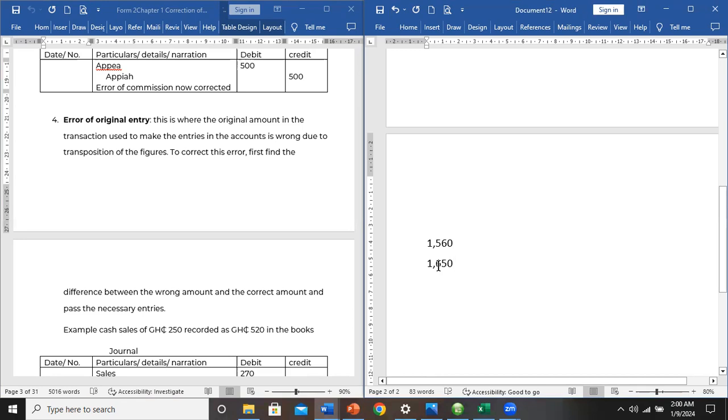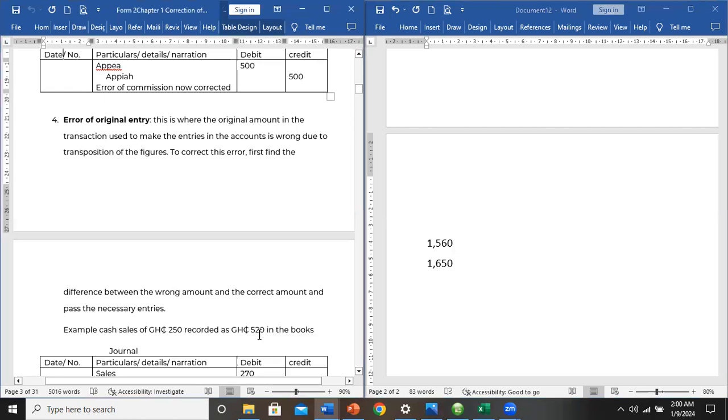So when that happens, there will be a correct amount and a wrong amount. So how do you correct it? You would need the difference between these two figures, i.e. the correct figure and the wrong figure, before you can pass the double entry to correct the error. So an example is cash sales of 250 was recorded as 520. So you see that the 2 and the 5 have been transposed. So that's an error of original entry.